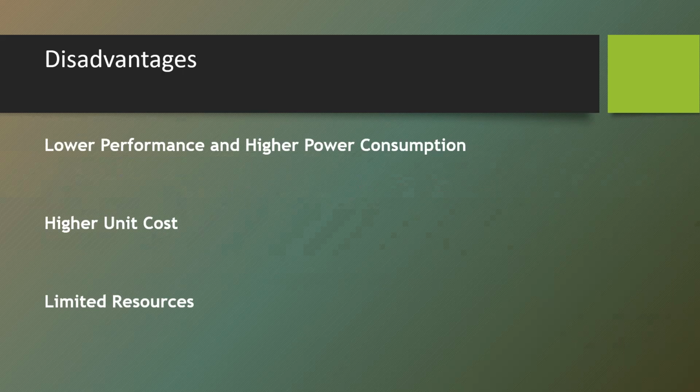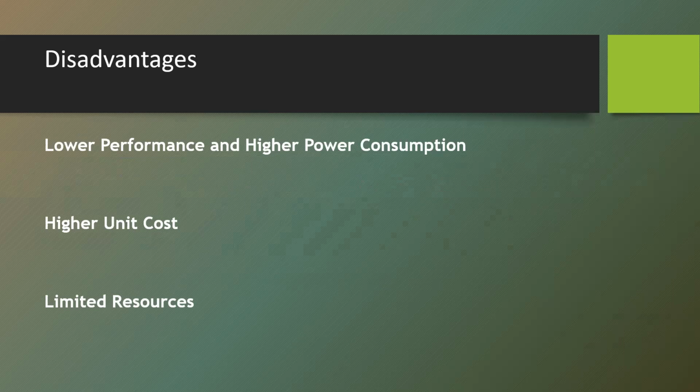Then higher unit cost. Individual FPGAs can be more expensive compared to ASICs for high volume production. Then limited resources: logic resources, memories, and processing capabilities compared to custom ASICs. Since they are general purpose, they have limited resources when you compare them with custom ASICs.